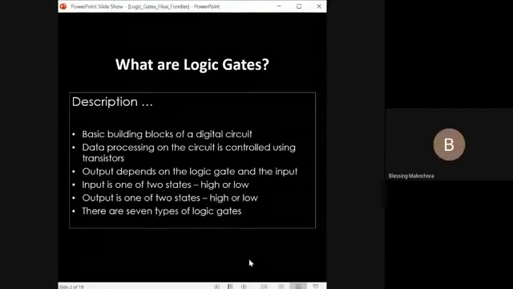There's the XNOR. There's also the XNOR. Yes, that's quite true.